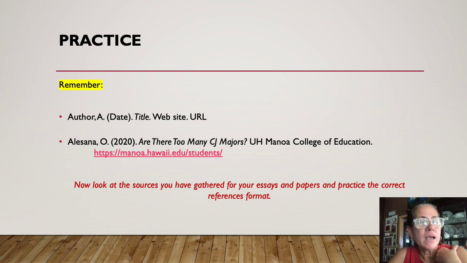Okay, I'm going to repeat that one more time. And I want you to go out and practice with each of your sources. Remember, it's the author, comma, first initial, period. And then you have the date in parentheses, period. Then you have the title of the article in italics, period. And then the website, period, and URL. So just 4 pieces of information, if you can remember it that way. So make sure that all of your sources on your references page are all formatted exactly like that.